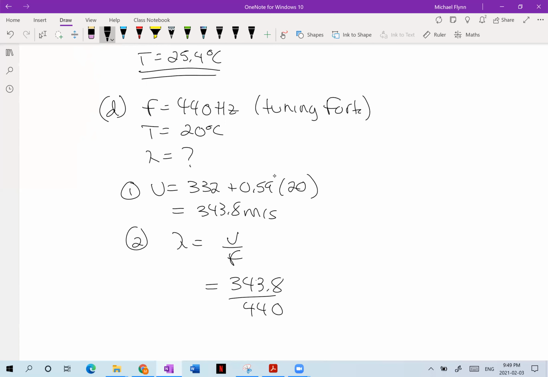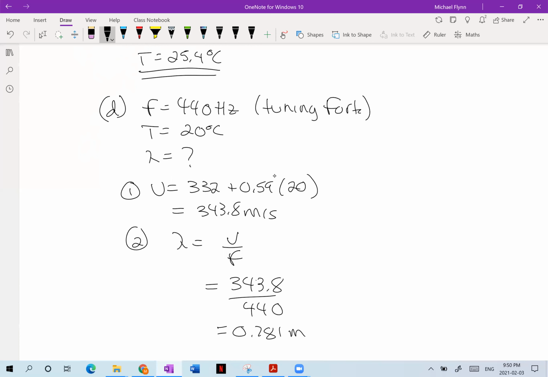And that's a universal wave equation. We've already done questions like that. It's just now they're going to give you the temperature. So whenever they give you the temperature of the air, you know that they're really giving you the speed of sound. That's what they're trying to do. Okay, so divide by 440, I get 0.781 meters, which is around 78 centimeters, of course.